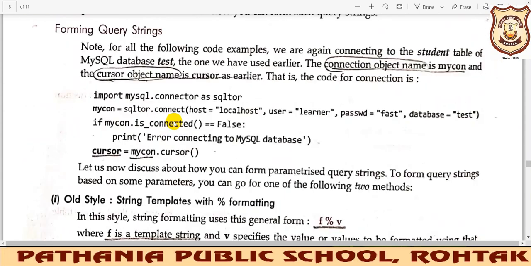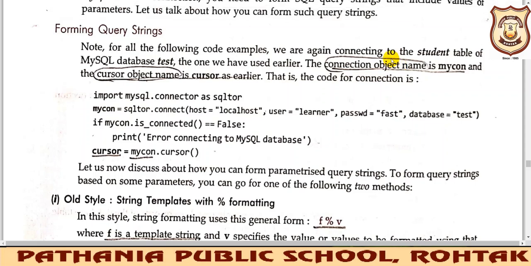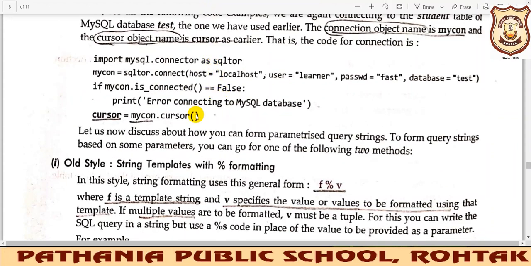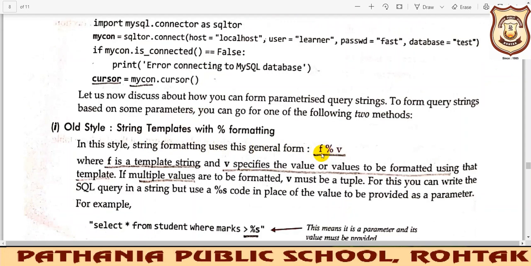So he is talking about the same, forming a query string. So what you are doing, you are creating two objects, mycon and cursor. Okay, with the help of it you will be writing this code, which is just similar to the code we have discussed above. So what he is trying to say, writing this way is an old method of formatting.